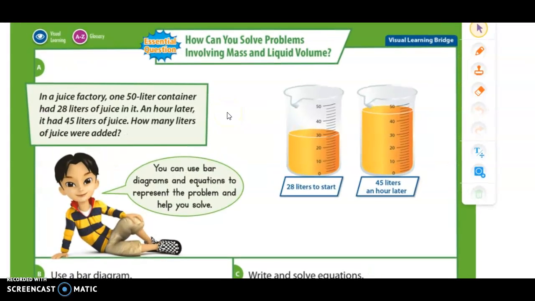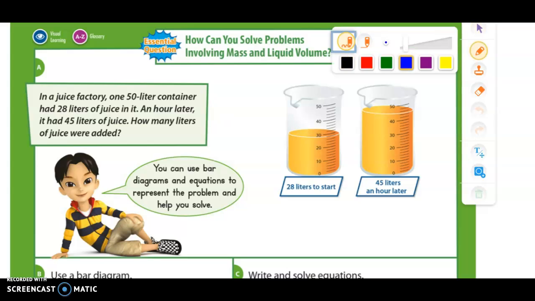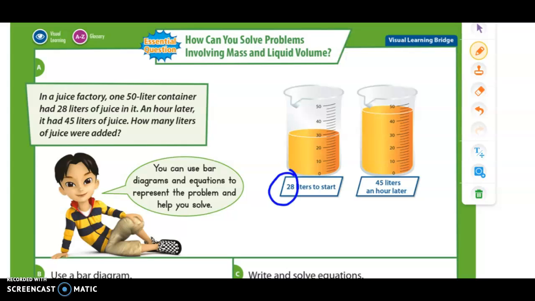In a juice factory, one 50-liter container had 28 liters of juice in it. An hour later, it had 45 liters of juice. How many liters of juice were added? So we know we had 28 liters to start, and then later we moved up to having 45 liters. So they had made some more after that. So basically what we want to find here is the difference between these two. How much more was made in that hour between 28 and 45?